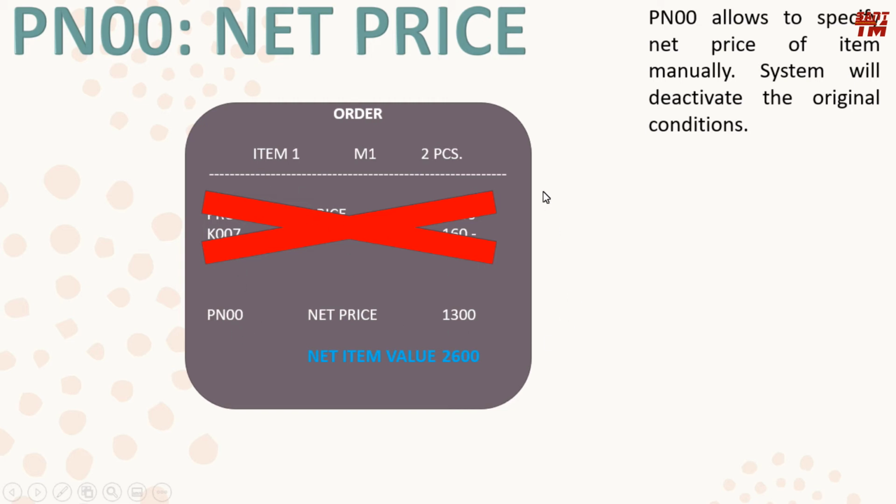So this is how the existing condition types in the SAP system can be deactivated using manual pricing. I hope it is clear to you. The next concept is of minimum order value. Minimum order value means the customer has to place an order of a certain specific minimum amount to the organization.